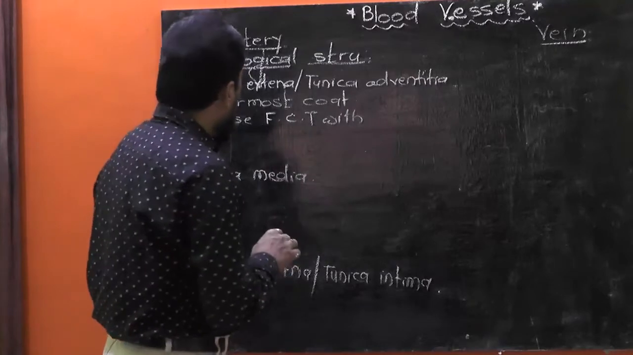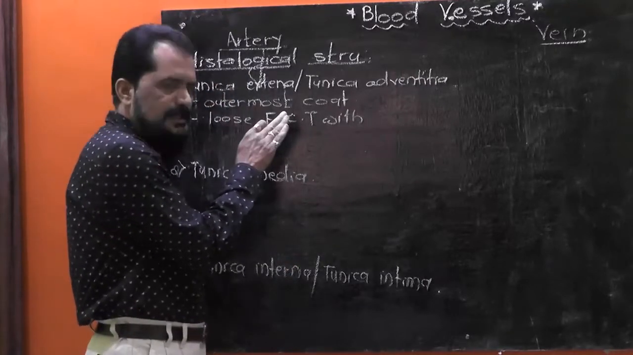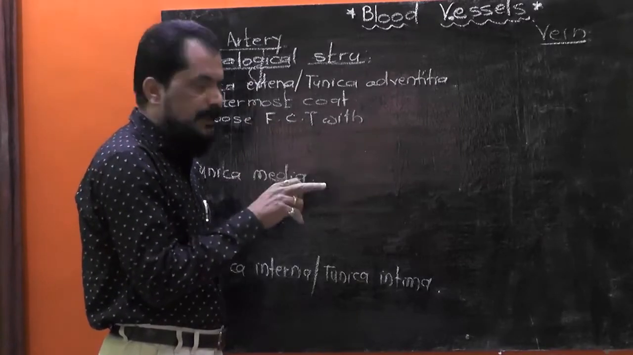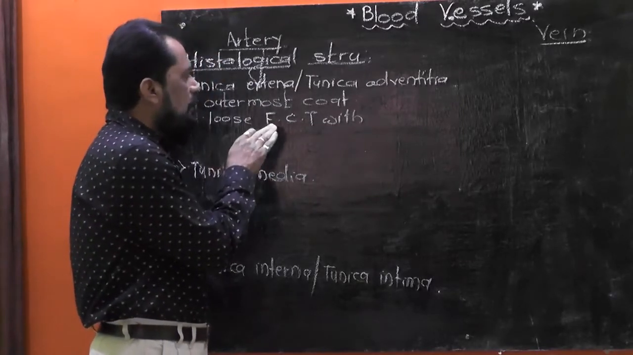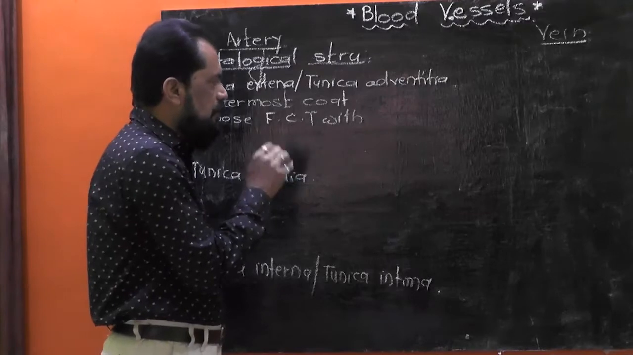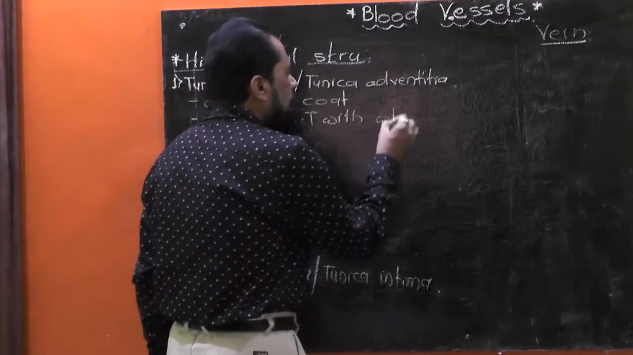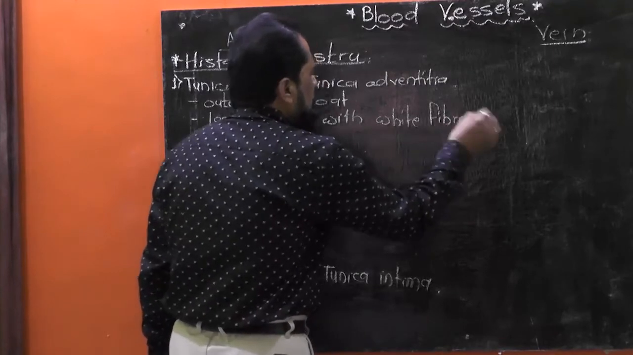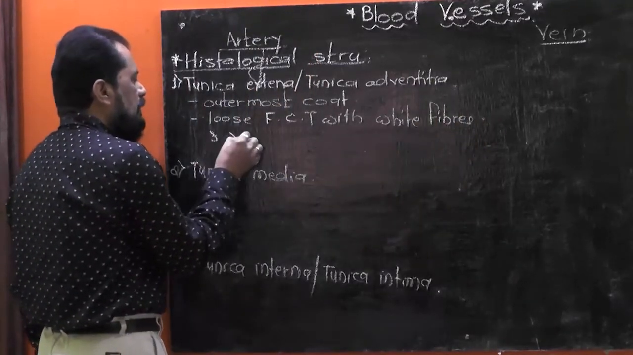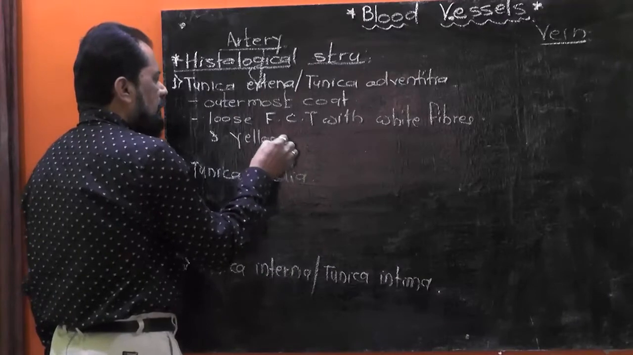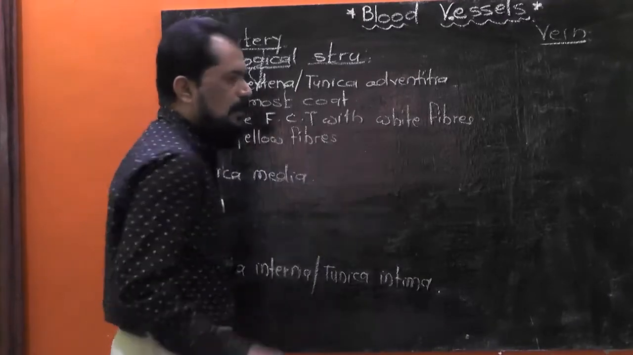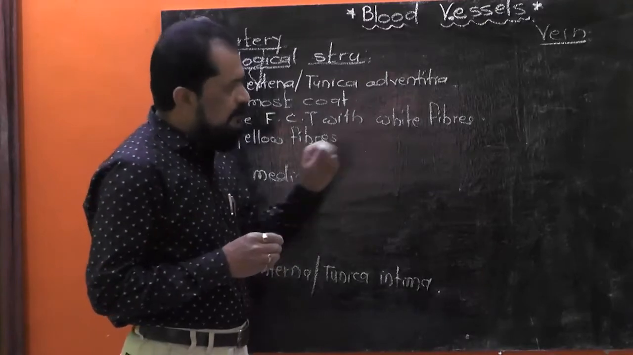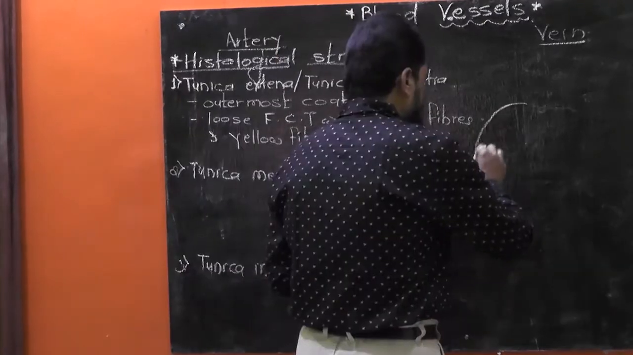Listen, I said that the tunica externa, which is the outermost coat of wall of artery, is made up of loose fibrous connective tissue with white fibers. You know, white fibers means collagen fibers, and yellow fibers, that is elastic fibers, present longitudinally in the wall of artery. Let me draw here the diagram.